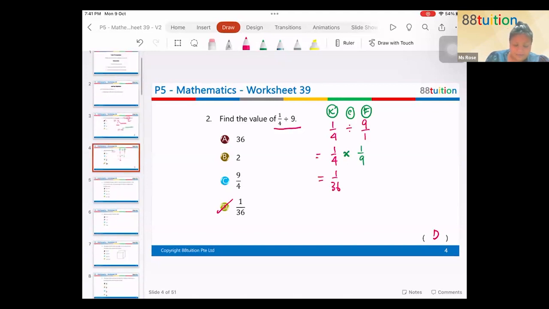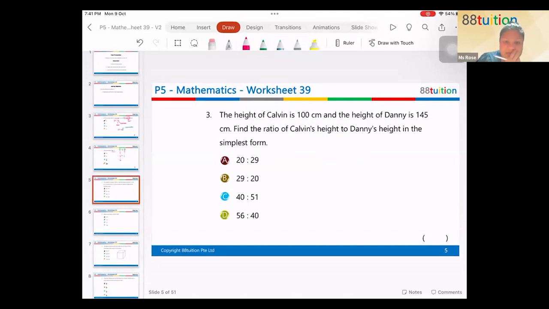Okay, now for question 3, what do we have here? It says the height of Kelvin is 100 cm and the height of Danny is 145 cm. So Kelvin is 100, whereas Danny is 145. You want to find the ratio of Kelvin to Danny.